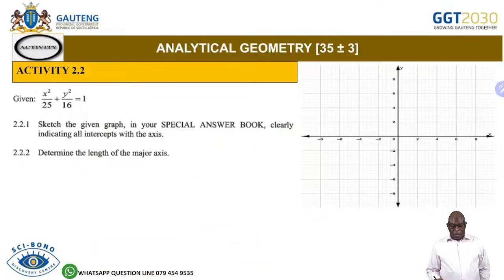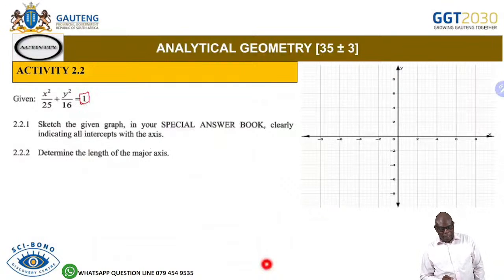This next question here, every year it comes like this, and then we still struggle to do this question. That question is a free mark. So this we must get. It's free marks. Now, let's see. You're given x squared over 25 plus y squared over 16 equals 1. You see, it equals 1.